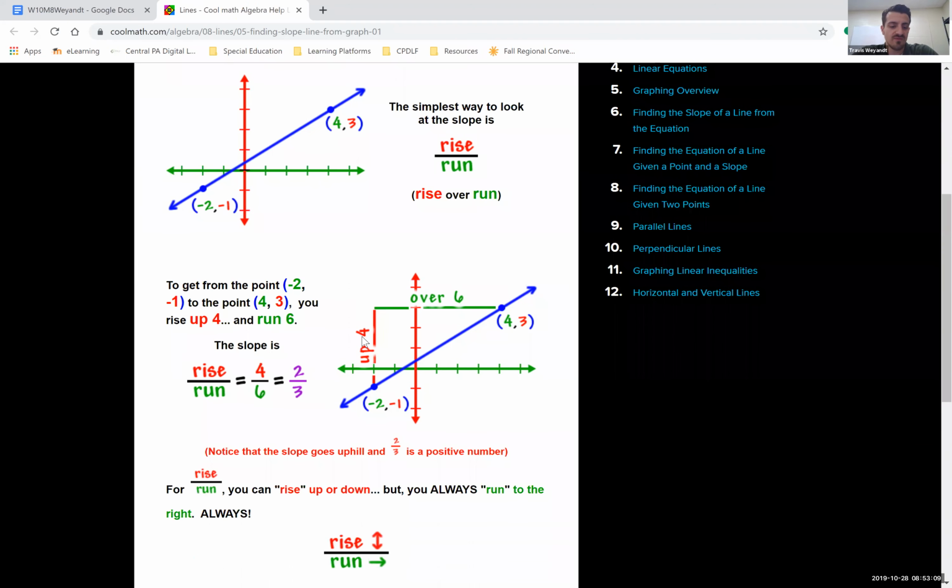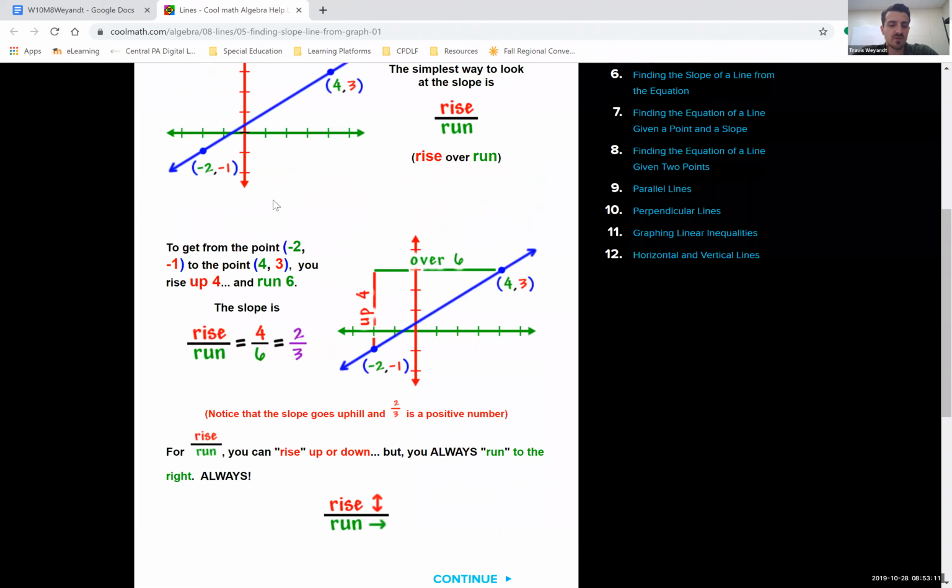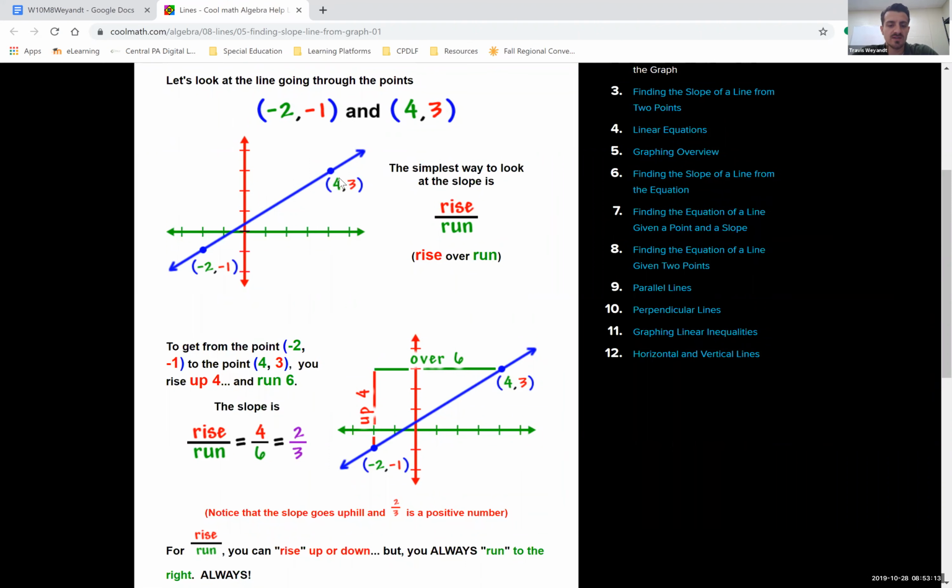So if I wanted to find a certain point on this graph, you can see their first point is 4 and 3, all right? So their rise over run, they went up 3 and over 4. If you notice, the 4 is the x value and the 3 is the y value. So again, y is rise and x is run.